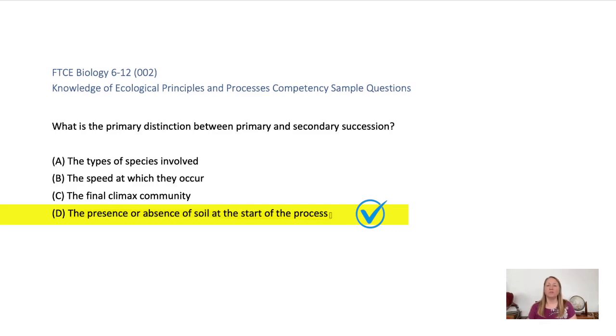The primary difference between primary and secondary succession is the presence or absence of soil at the start of the process. In primary succession, the process begins in a place without any soil, whereas secondary succession begins in a place where an existing community has been cleared, but the soil remains.